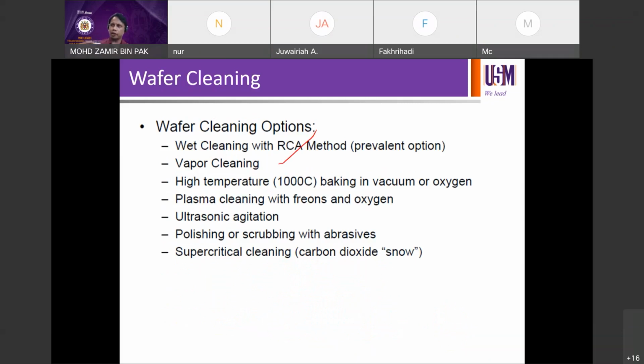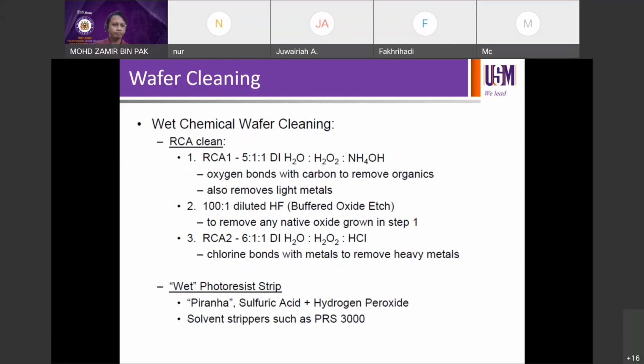So wafer cleaning option, RCA, we discussed, right? To remove organic contamination, metal contamination, and oxide. So essentially the cleaning process is also an etching process. So how to do the RCA? There are three steps. The first step is called RCA 1, where you use this volume ratio: 5 volumes of DI water, 1 part of hydrogen peroxide, and 1 part of ammonium hydroxide, to remove organic residues and also light metals. So we call that RCA1.